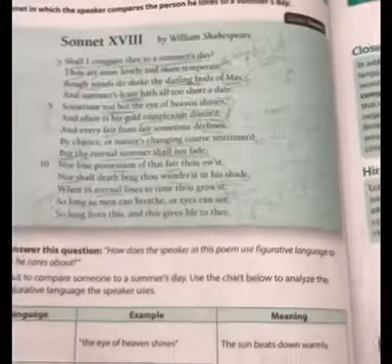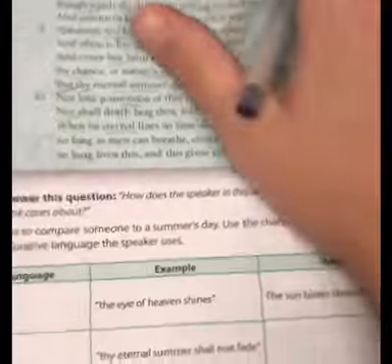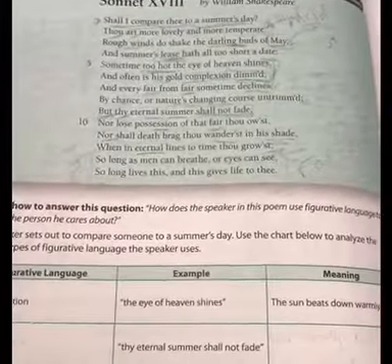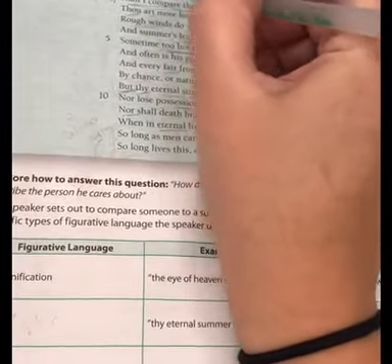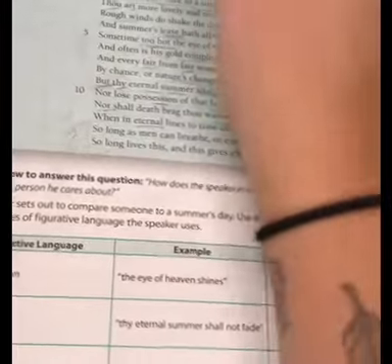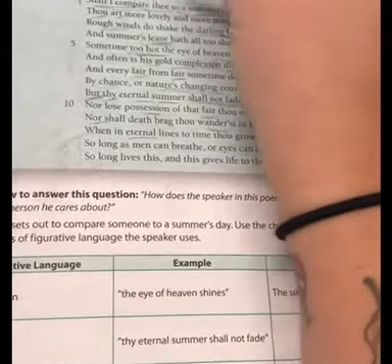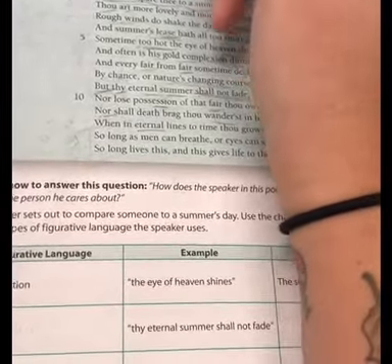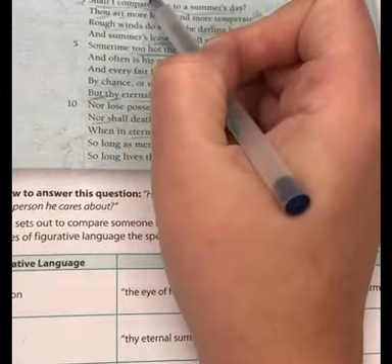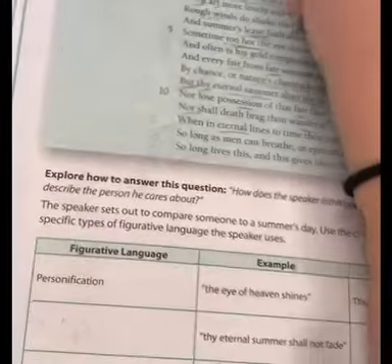All right. So now we're on to the next page. Now, don't be scared off by this poem. This is a Shakespearean sonnet. Shakespeare wrote a lot of plays, I think something like 36, and he wrote a lot of sonnets. This happens to be sonnet number 18.